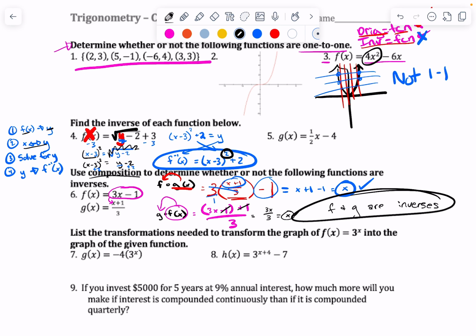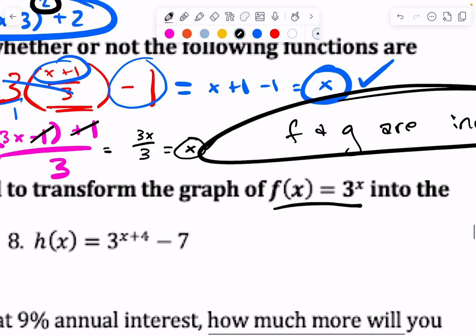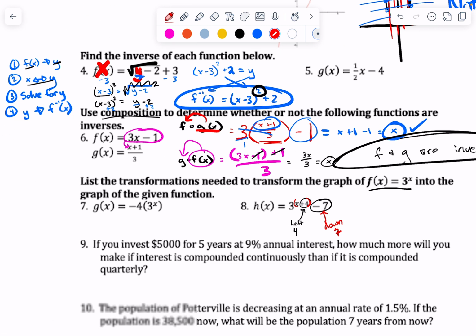All right, next. Let's do 7 or 8. Which one? Let's do 8. Let's do 8 together. Okay, so our parent function is 3 to the x power. That's an exponential function. So all we have to do is figure out what the plus 4 is doing and what the minus 7 is doing. Okay, the plus 4 is going to move him to the left 4 because it's the opposite sign of what you think, right? Like this is kind of like where my parentheses live. So plus 4 actually means left 4. This minus 7 is going to move him down 7, and that's all we need to do, right?